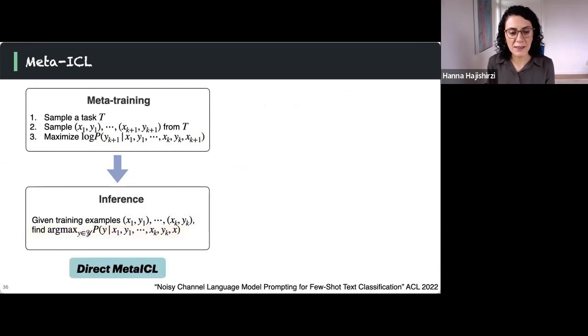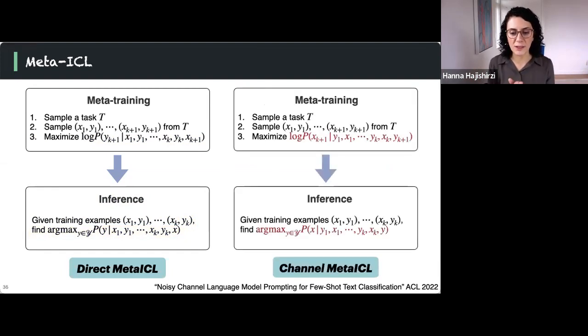This is the very basic idea of meta-ICL, but then in a previous work, we have found that using a noisy channel approach by simply flipping X and Y leads to better performance. So we use that approach here as well and propose a model called channel meta-ICL. Everything is the same. Basically, we flipped X and Y.